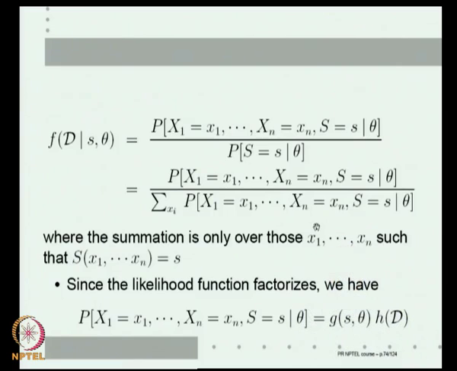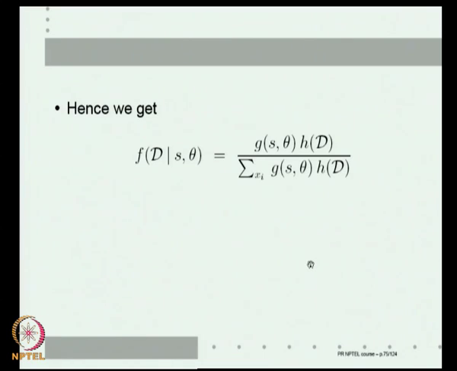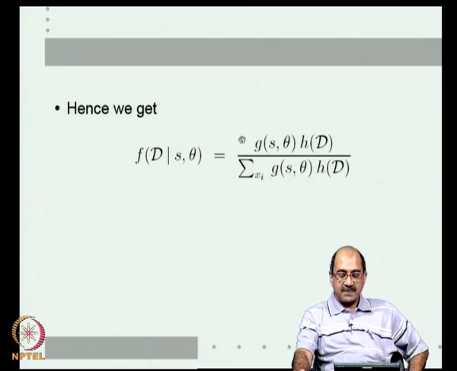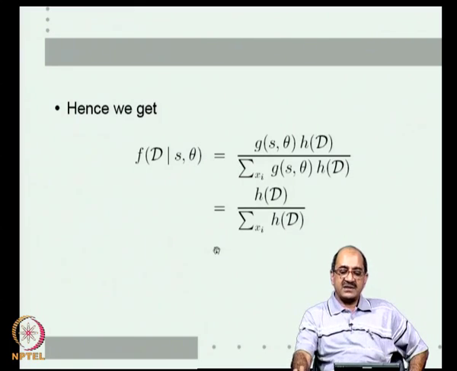Now, in this part of the proof, we have taken that the likelihood function factorizes. So, this is the likelihood function, and it can be written as g of s, theta into h of d. I can now substitute this in both numerator and denominator, and when I do that, f of d given s, theta is g of s, theta times h of d, divided by the summation over xi of g of s, theta times h of d. D is actually x1 to xn, so that is where these xi's are the summation indices. Now, the g of s, theta will come out of the xi summation and cancel with the numerator, and that will give me h of d divided by the summation of h of d.